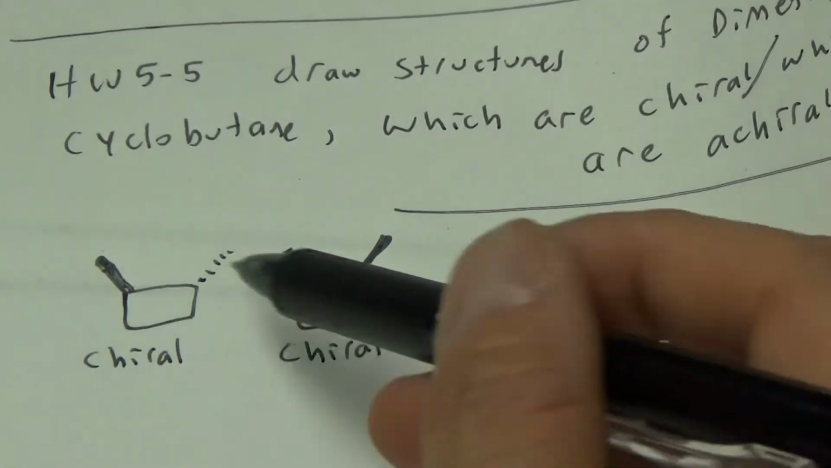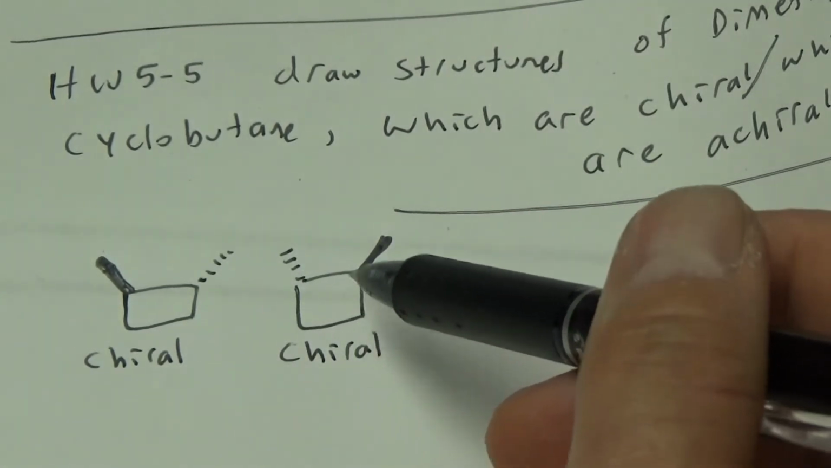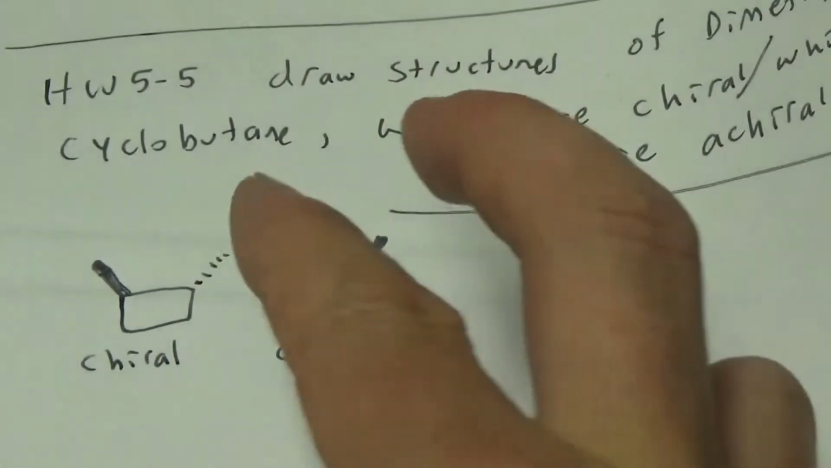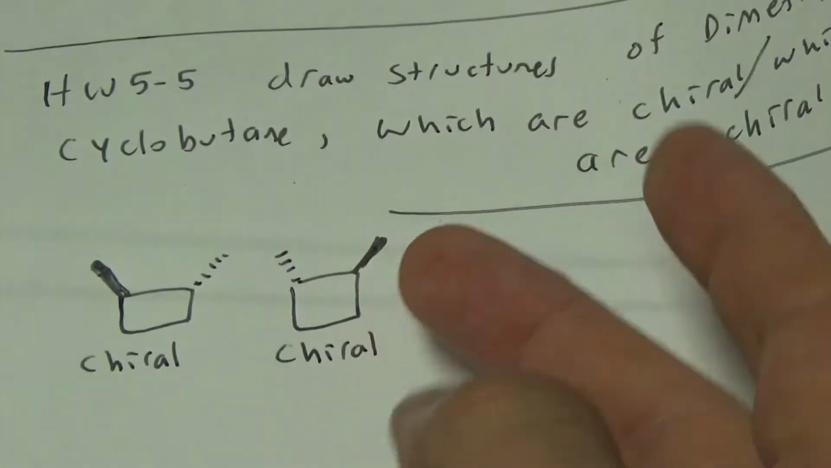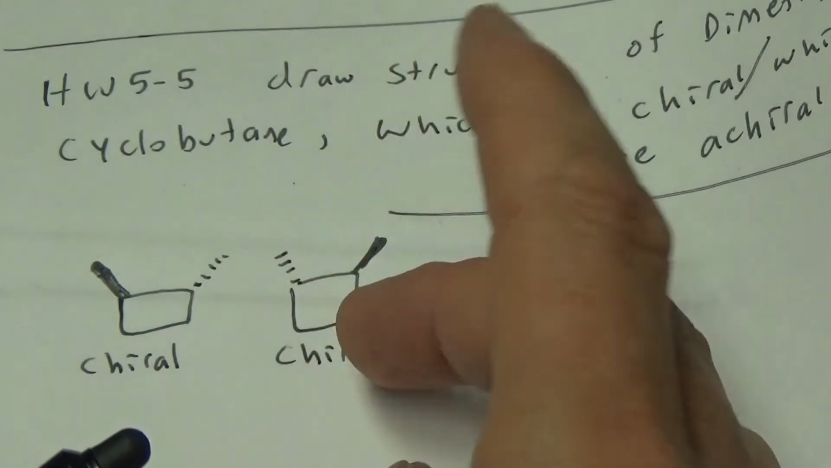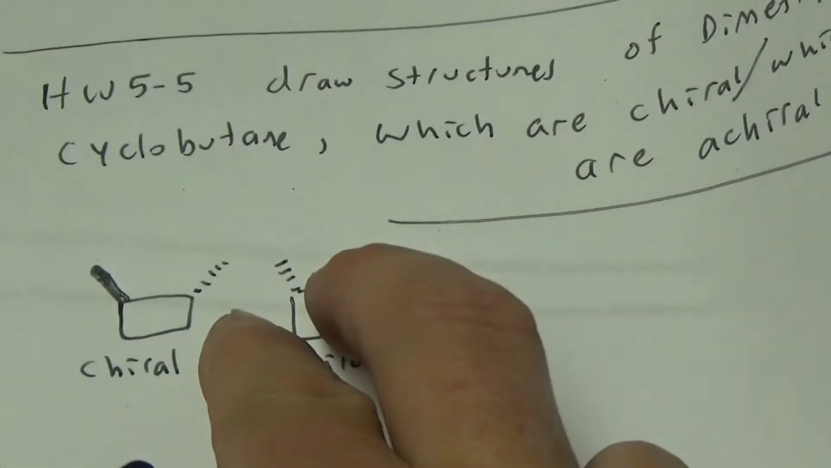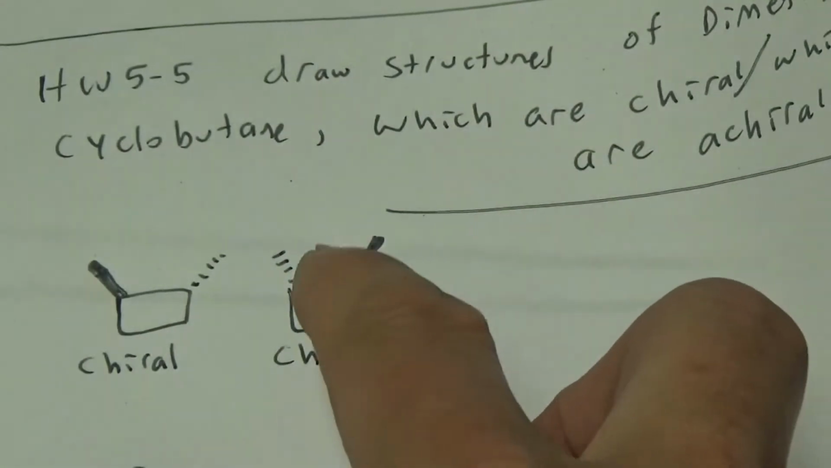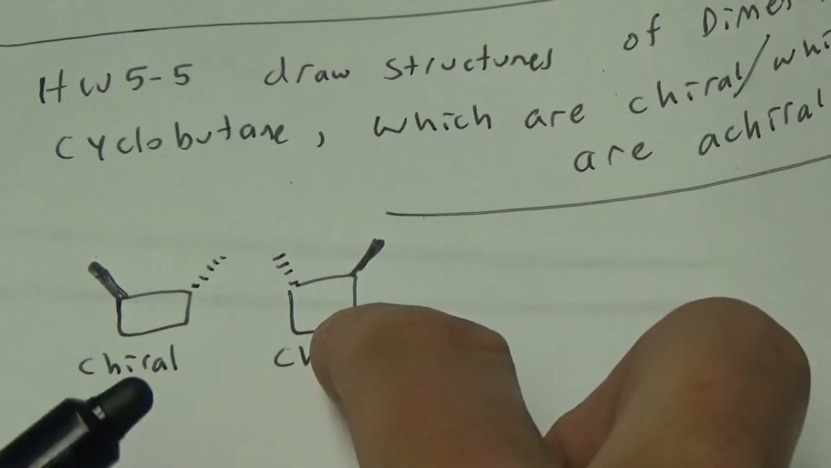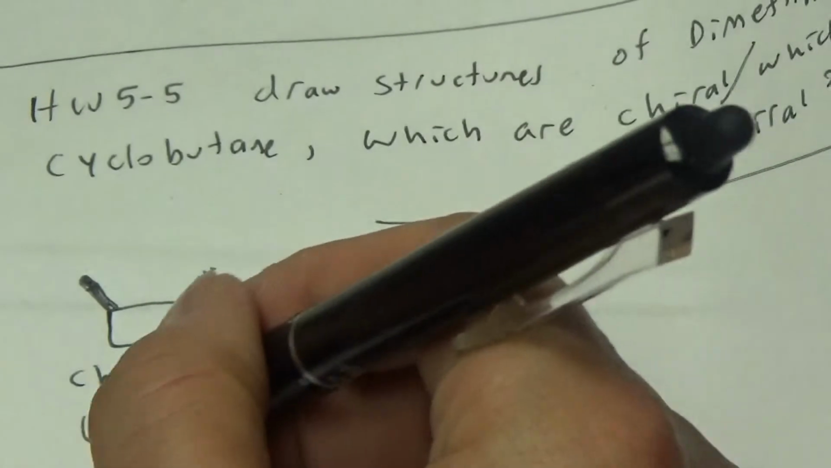These are mirror images. But how would we know this is not superimposable? Because if I took this and flopped it over, it would be a different molecule than this. It would actually look exactly like this. If I took this and flopped it over, it would look exactly like this. Those are not the same, right? So these are non-superimposable mirror images. And what's the name of that? They're called enantiomers.